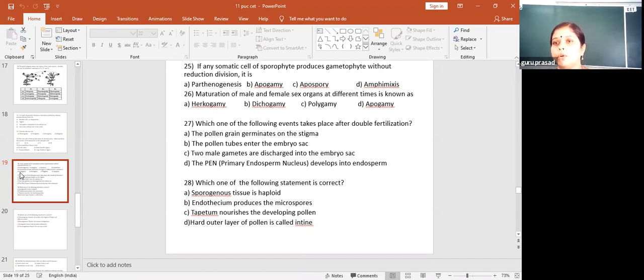Tapetum nourishes the developing pollen grains. Of course, this is the right answer. The tapetum is nutritive in function; its cells have dense cytoplasm and nourish the developing pollen grains. Hard outer layer of pollen is called intine: no. The hard outer layer of pollen is called exine, not intine. The soft layer is called intine. So which is the correct option? Which statement is correct? That is option C: tapetum nourishes the developing pollen grains. Clear? Next.